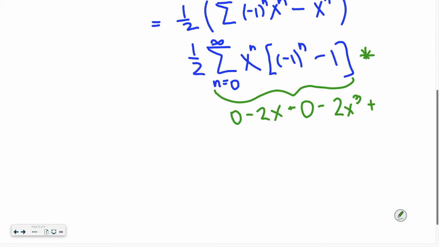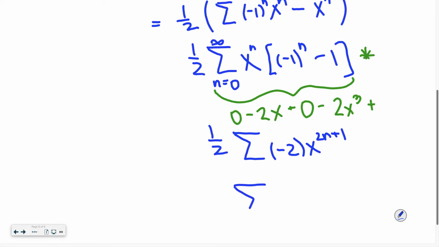But what I want to show you is that this is essentially the sum of only the odd ones, -2 times our odd ones. How do we write an odd number? 2n plus 1. And then we have this 1/2 out in front. So this becomes negative the series from 0 to infinity of x to the 2n plus 1.